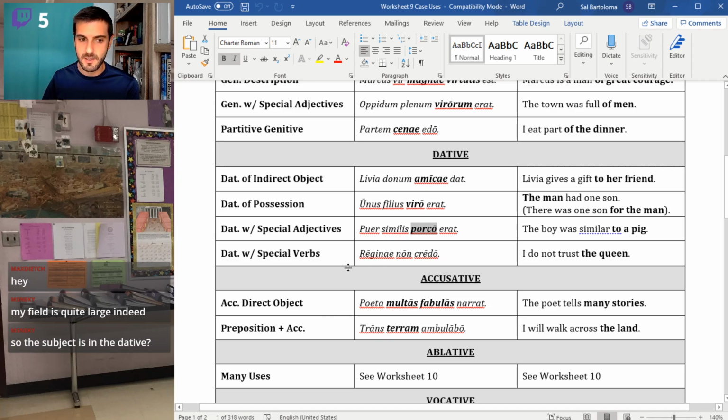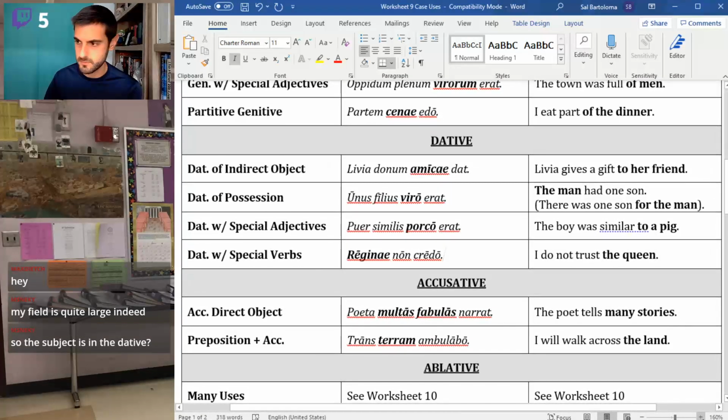And then, like I said in class, some verbs, particularly credo, they just go with datives, right? So when you trust someone, or in this case, I do not trust the queen, queen goes into the dative. And my apologies for not bolding her. Okay. I'm going to zoom in here a little bit more. See if I can get away with. That's better.